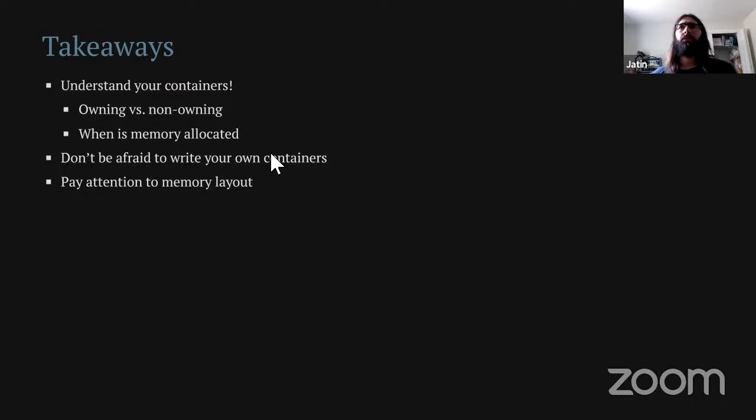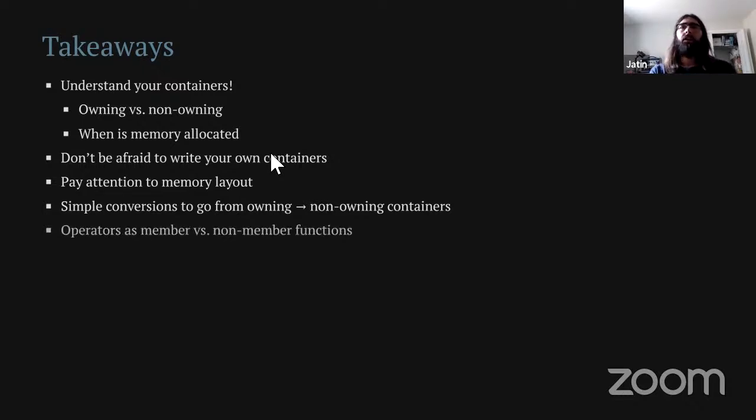I didn't talk about it too much, but this has a pretty big impact on the performance of your software. So again, whether or not you're writing your own containers, pay attention to how the memory is laid out in those containers. And then if you want to have owning and non-owning containers, it's good to have a simple way to convert from the owning version to the non-owning version. If you're implementing functions for your containers, think carefully about whether you want them to be a member function or a non-member function. And then, iterators are great for making things more convenient and more likely to be correct, if you can stomach the C++ way of doing them.